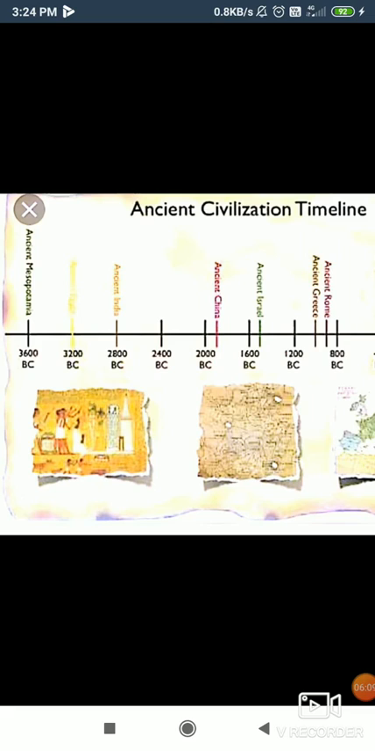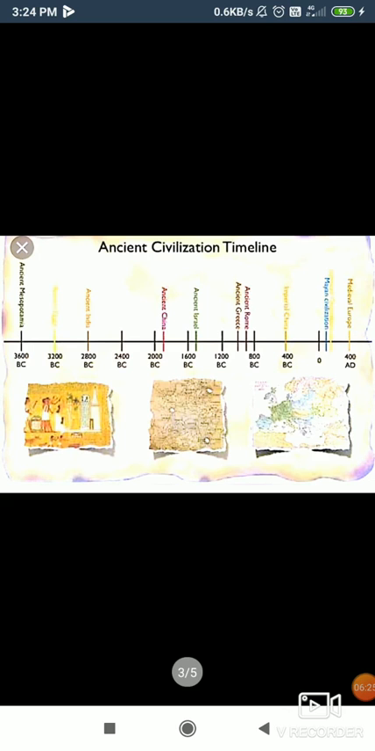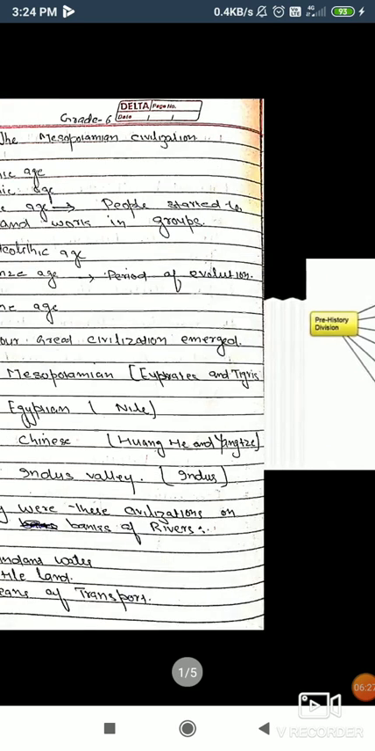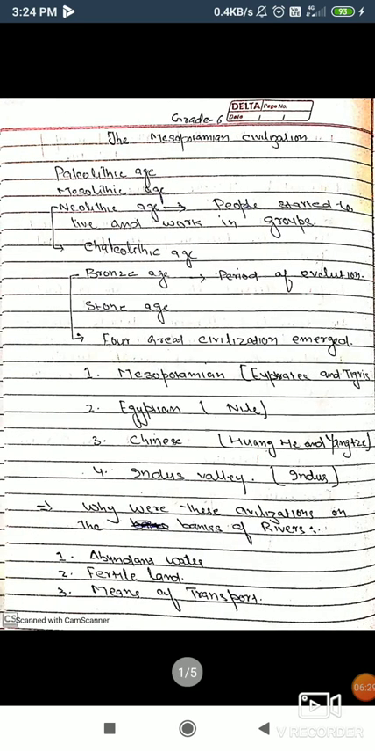Similarly, 2800 BCE, our Indus Valley civilization started. 2400 BCE, then 2000 BCE, Chinese civilization came into existence. These are the four main civilizations through the depiction of timeline. So, why were these civilizations on the banks of rivers? Basically, there were three main reasons.